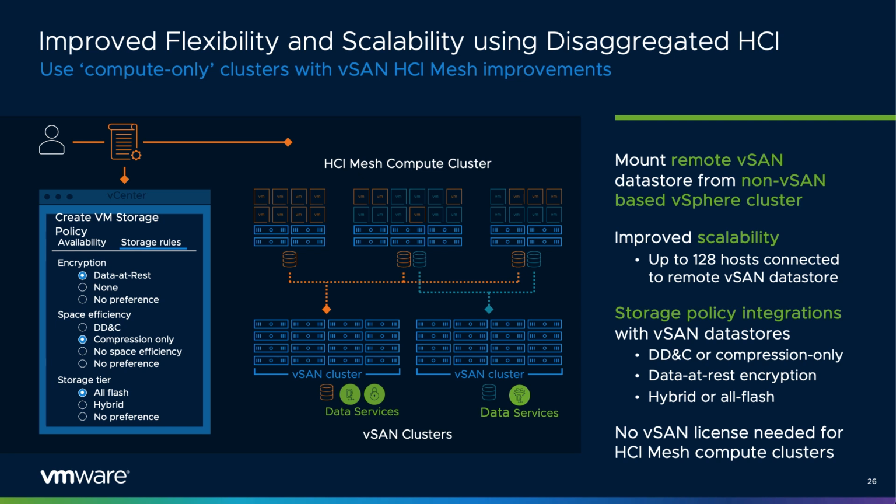When defining a storage policy, an administrator will be able to define the types of data services that they're interested in using, such as deduplication and compression or data at rest encryption. And the storage policy wizard will filter out the available data stores that meet that criteria. This allows for an easy understanding of what type of storage may be available to multiple vSAN clusters connected by HCI Mesh.